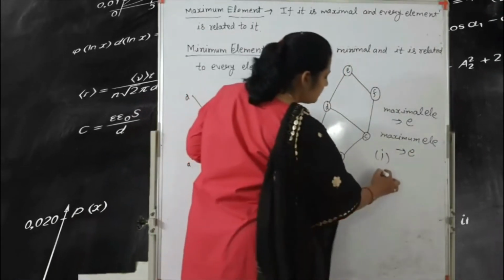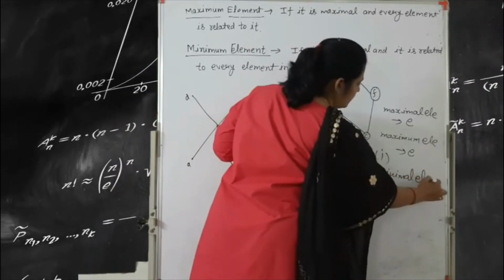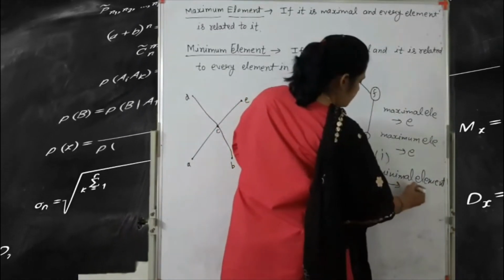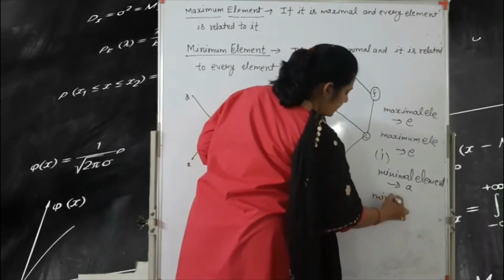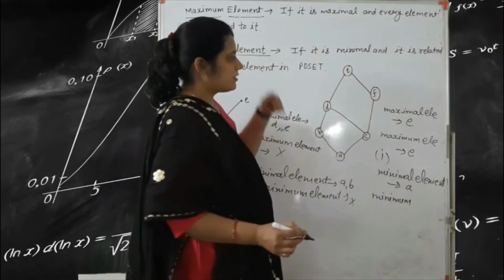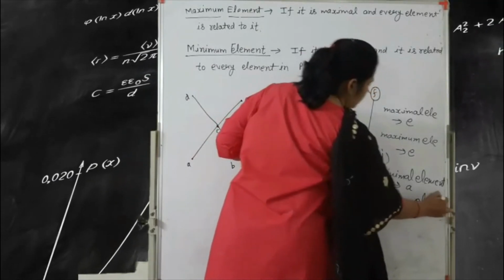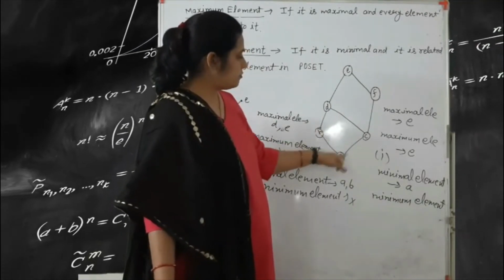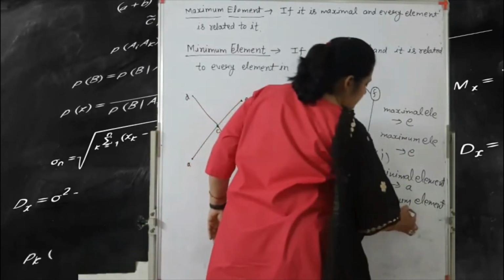Okay, the minimal element. The minimal element is the bottom of the Hasse diagram. So this is A. But the minimum element, that means what? The minimum element is always unique, and this element is related to every element. A is related to B, C, D, F and E. So here the minimum element is A.